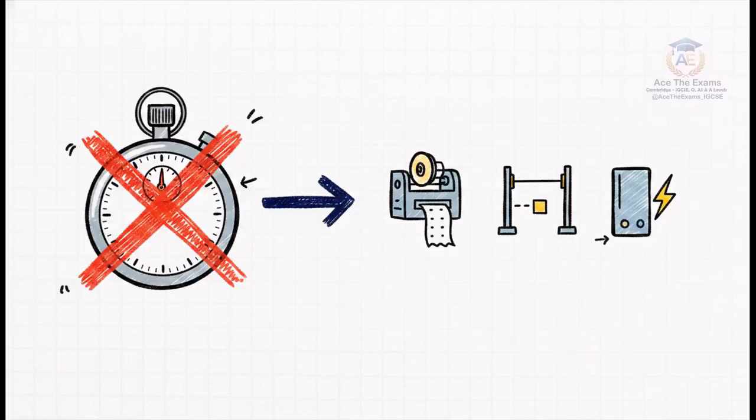Now, for rapidly changing measurements, like an object reaching terminal velocity in freefall, human reflexes fail entirely. You literally cannot use a stopwatch. Instead, you've got to specify that you're using an automatic timer, a ticker tape timer, or maybe a photo gate and data logger. Why? Because these devices trigger electronically, completely wiping human reaction time right out of the equation.